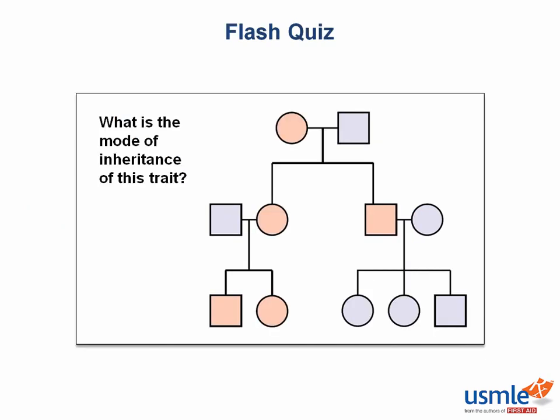Okay, let's do another flash quiz. I know we already did a few family trees, but more practice is always good. So what is the mode of inheritance of this trait? Remember, orange is someone who has the trait, and females are circles and males are squares.